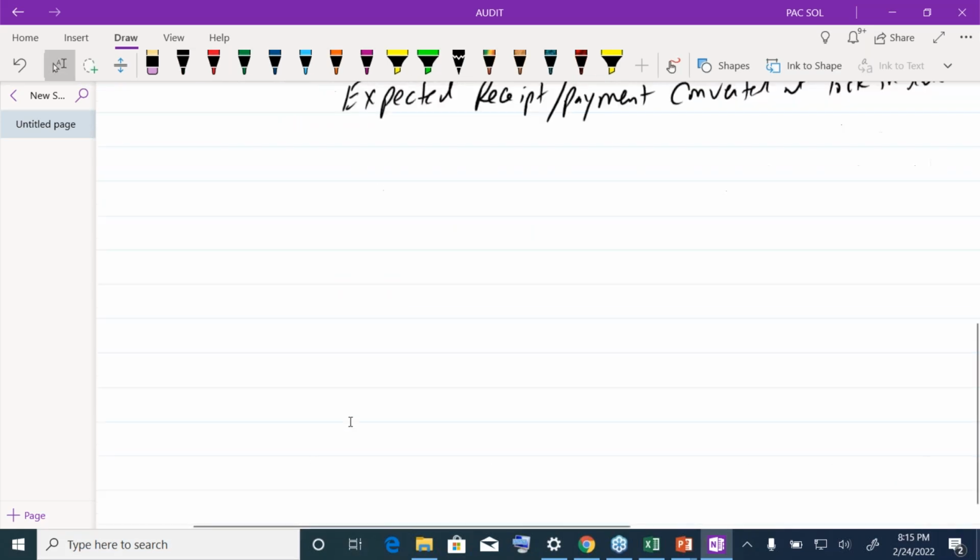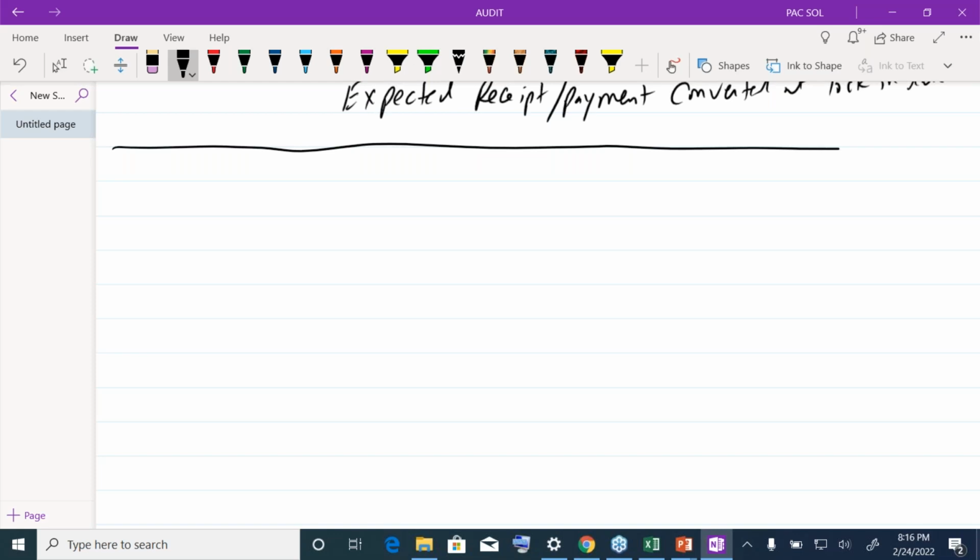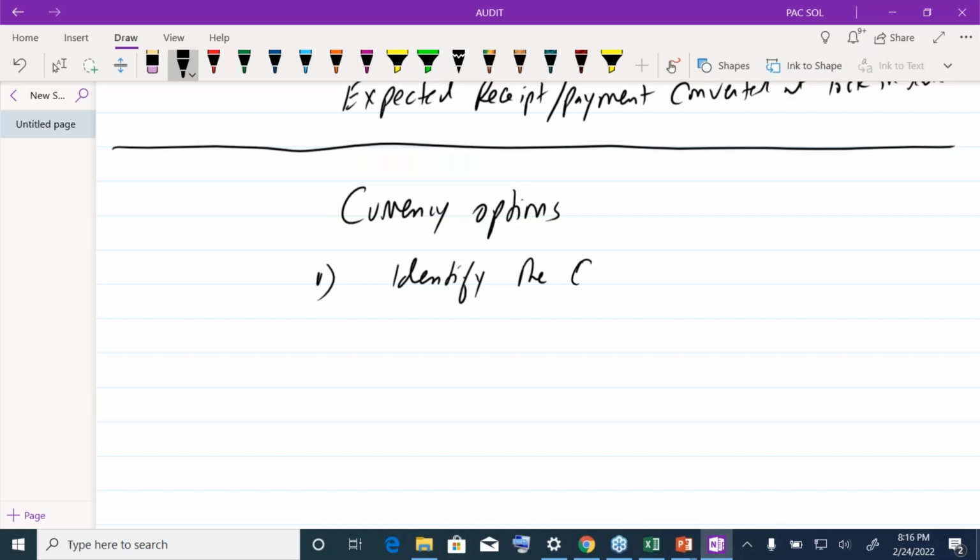Now let's quickly revise the option steps for currency options. Number one step, identify the currency to be hedged. One of the students is asking what is the difference between closing future and lock-in rate. I will explain this while solving the question.